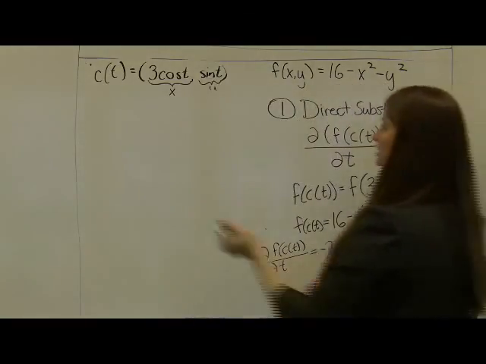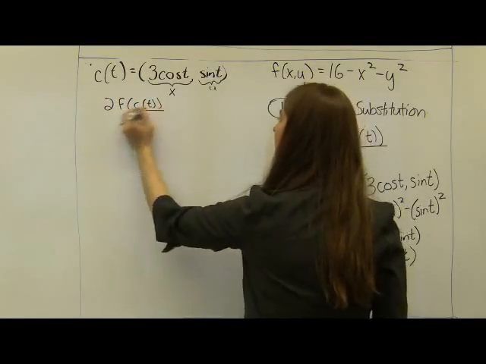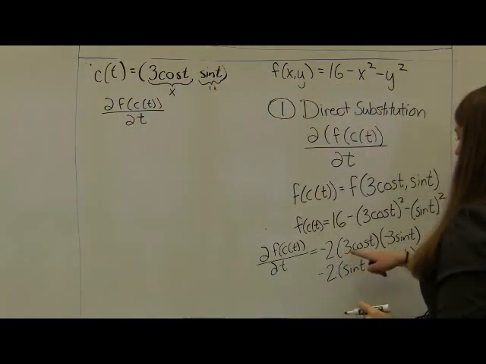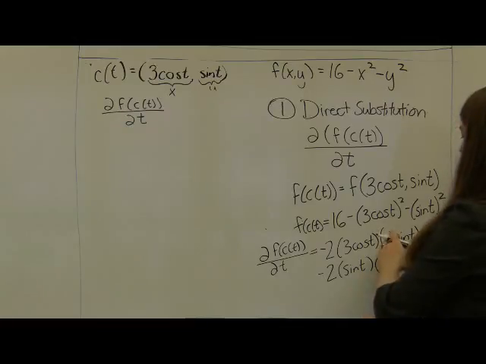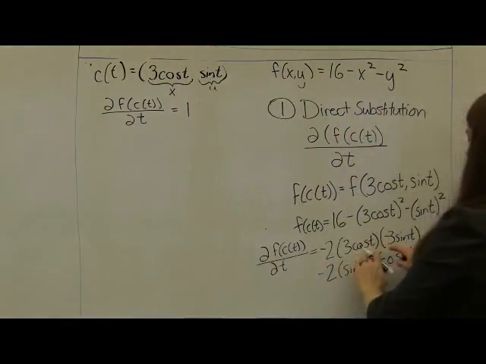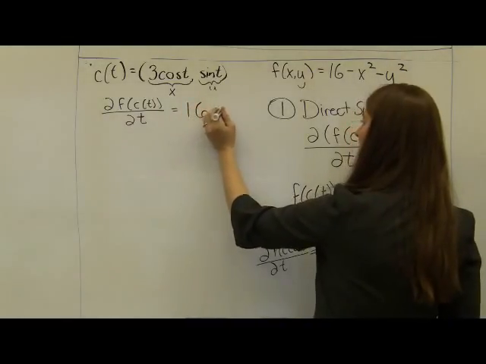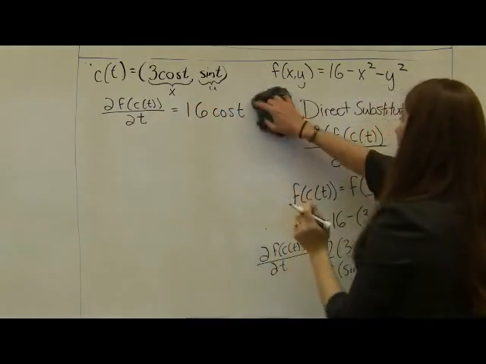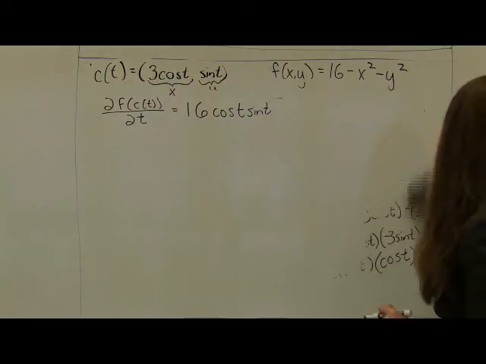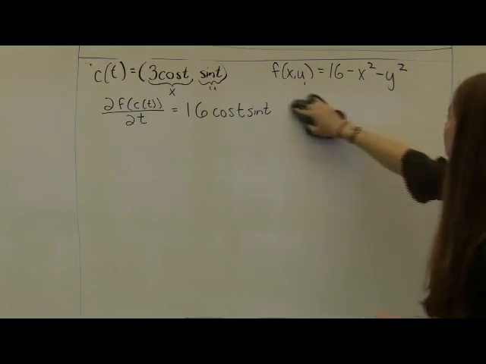So up here, we just found that the derivative of the composition f of c of t with respect to t is given by negative 2 times 3 times negative 3 becomes positive 18. Positive 18 cosine t sine t minus 2 cosine t sine t, which gives us 16 cosine t sine t. So this is one way to think about doing this problem. The next way is to use our chain rule.